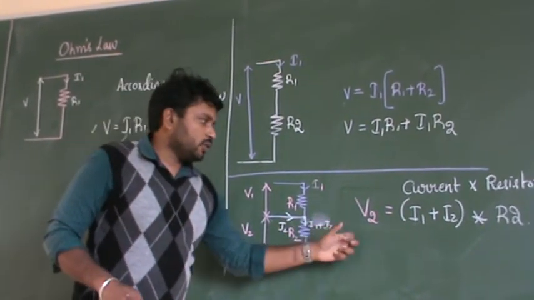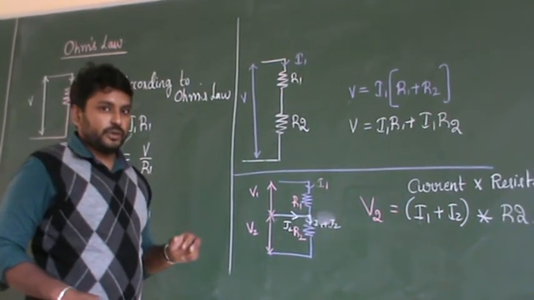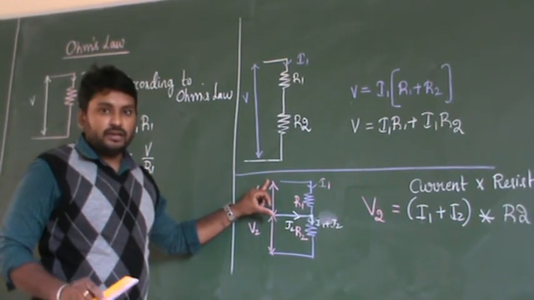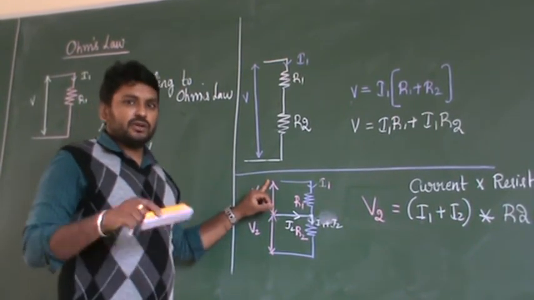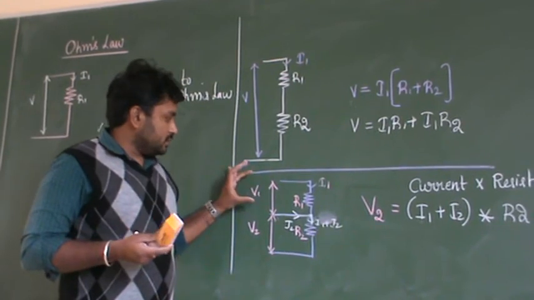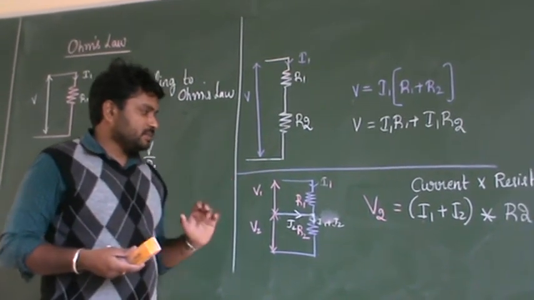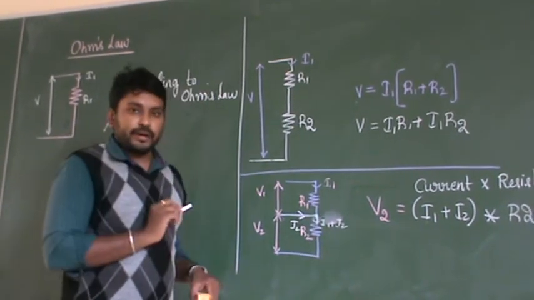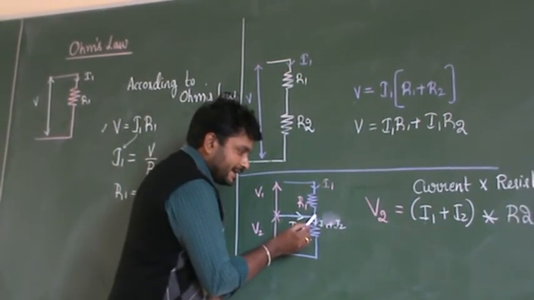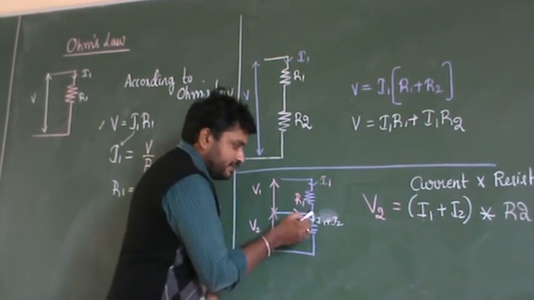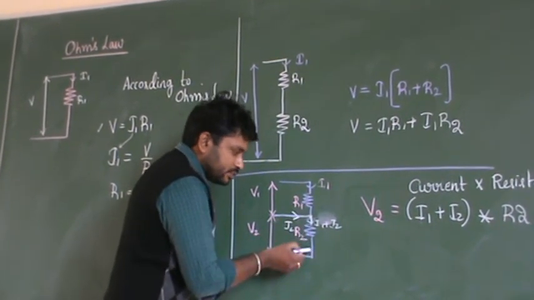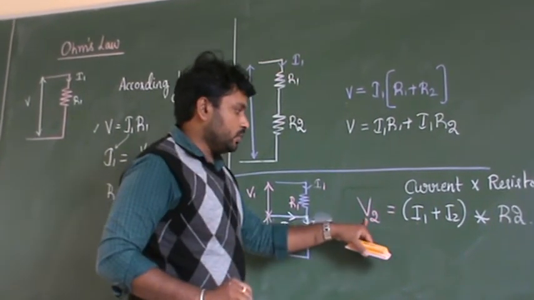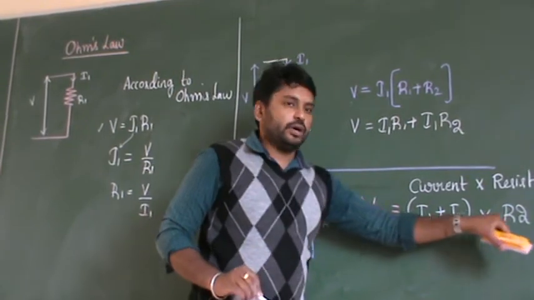Next, how about this equation? I have written it only for V2. I have not written the equation for V1 because it will be confusing. Whenever the concept comes, I will explain with respect to V1 as well. But for this particular circuit, I1 is coming from this branch and I2 is coming from this branch. So what will be the current at this point? It will be I1 plus I2. That current is moving in the resistor, that is R2. So therefore, I will write my voltage equation as I1 plus I2 into R2.